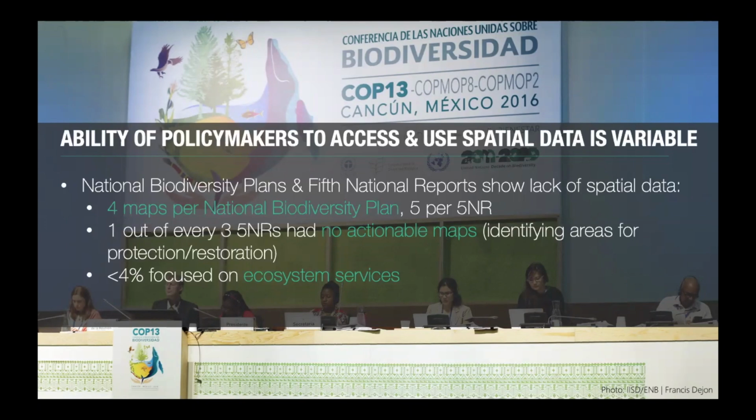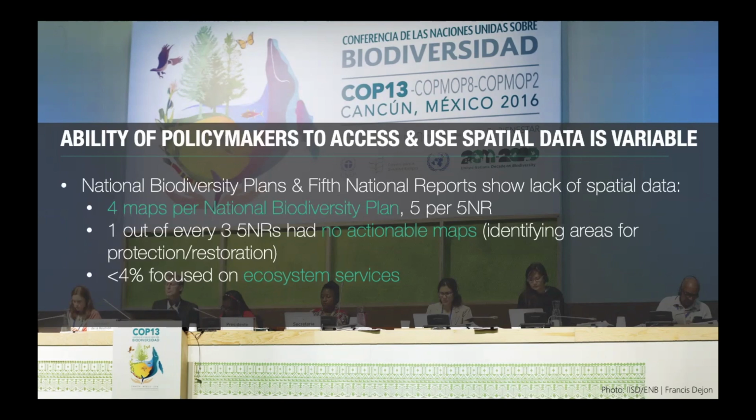However, despite this power of spatial data to support action and to monitor the impacts of these actions, at UNDP we found there to be a gap between the potential for spatial data and the ability of policymakers to actually use it. So let me tell you a little story. This is based on an analysis we conducted back in 2018. So imagine I am your average government policymaker, and I'm looking at my country's national biodiversity plan to try to identify where I can take action for nature. On average, I'll find 4 maps in this plan, and one of these maps will be the political boundaries of my country itself.